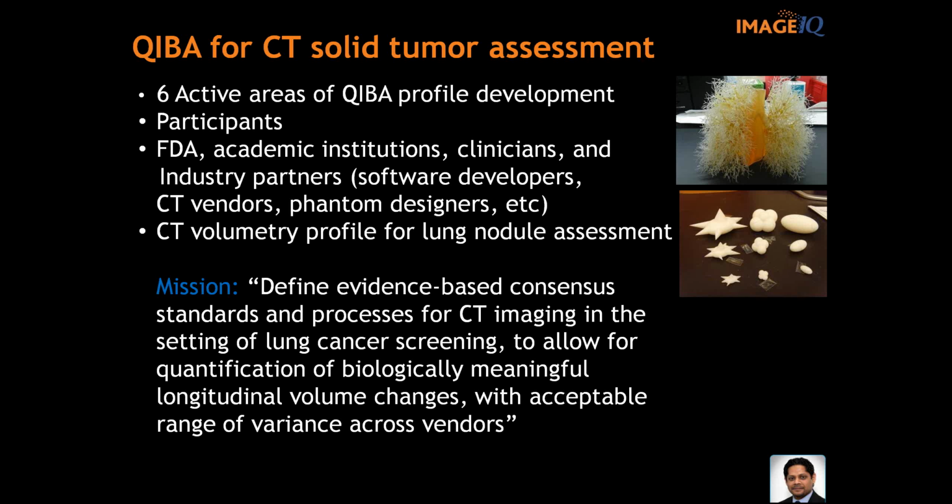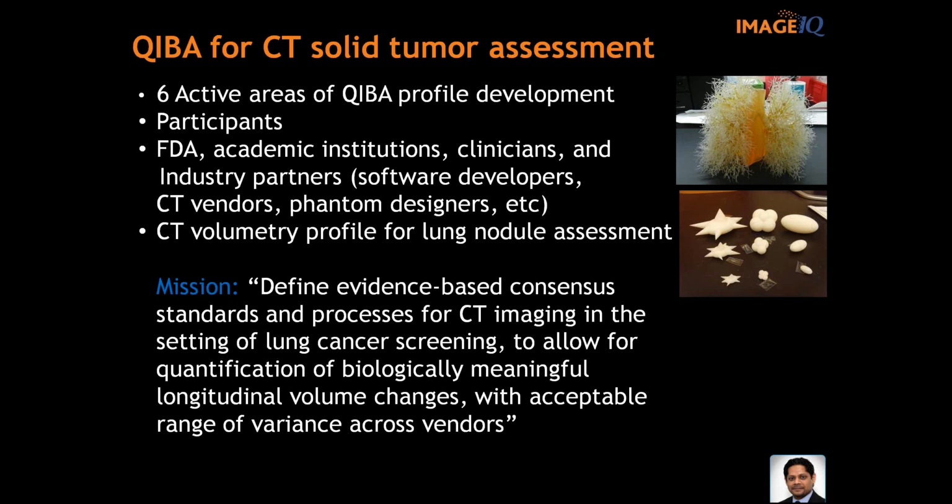The mission statement for CT volumetry is actually here. It's to define evidence-based consensus, standards, and processes for CT imaging in the setting of lung cancer screening, and then to allow for quantification of biologically meaningful longitudinal changes. And that's something that's harder to do with RECIST in the current way it's implemented, right?